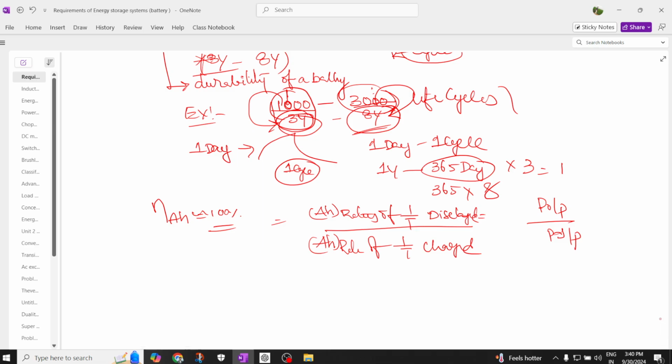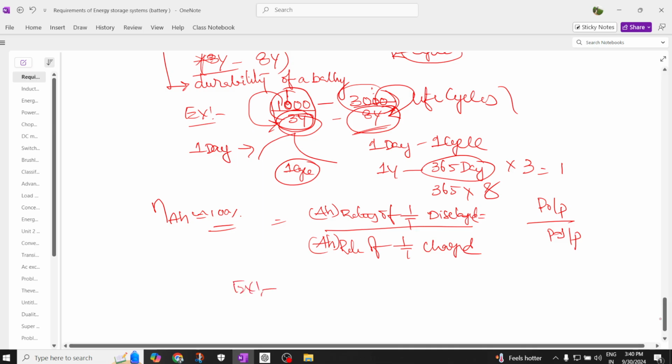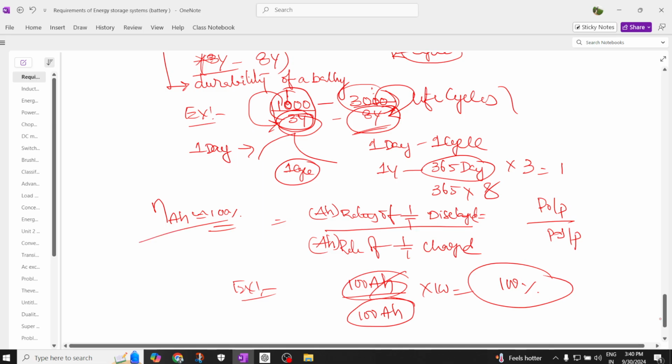charge. So for example, if the ampere hour rating of a battery discharged is 100%, it has been discharged. What is the capacity of the battery? 100%. How much has it been charged? You keep charging, 100% will charge. So multiplied by 100, you are going to get 100%. Therefore the ampere hour efficiency of a battery is 100%.